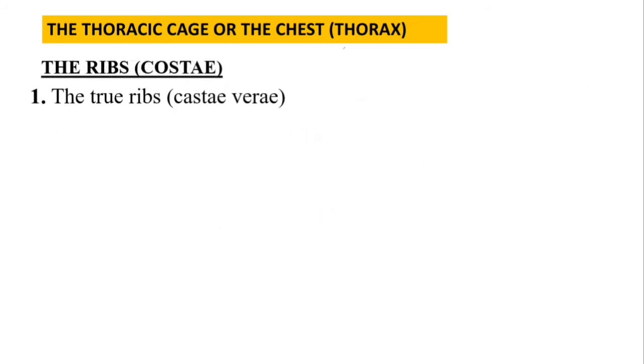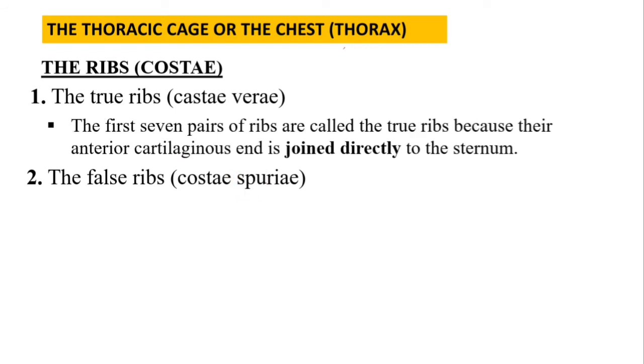Right, so classification of the ribs. They are true ribs, costae verae, and false ribs, costae spuriae. So what are the true ribs? The first 7 pairs of ribs are called the true ribs because their anterior cartilaginous ends are joined directly to the sternum. That's why there were 7 notches on that sternum. Now you know.